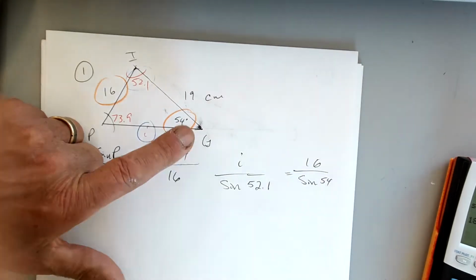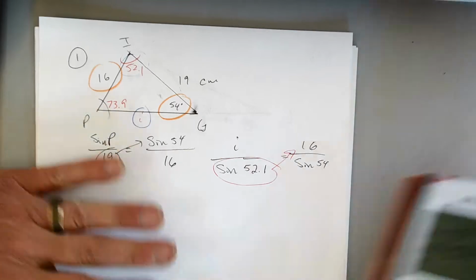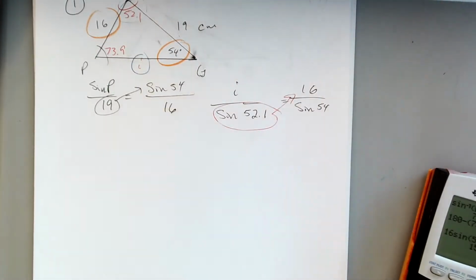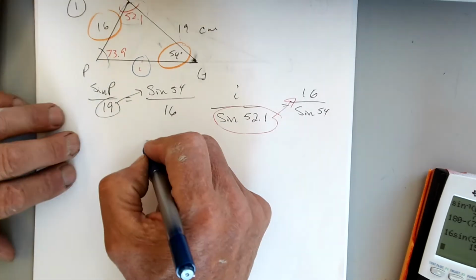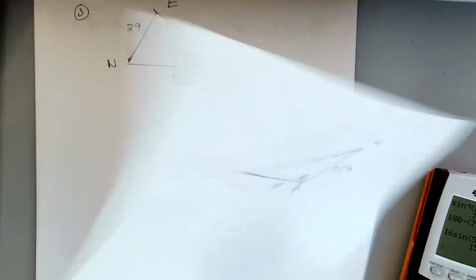Okay, and again, I'll multiply up the sine of 52.1, and I'll just go boom. I'll go 16 times the sine of 52.1, close parentheses, divided by sine of 54, and I get an answer of about 15.6, okay? All right, that one's done. Okay, little i is about 15.6 centimeters, okay? Whisk this away, and let's look at number two.